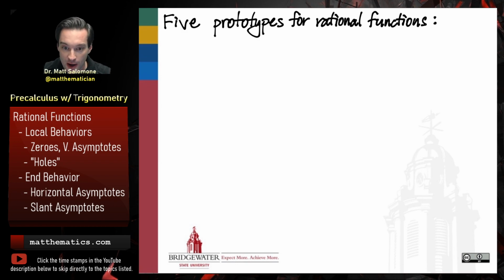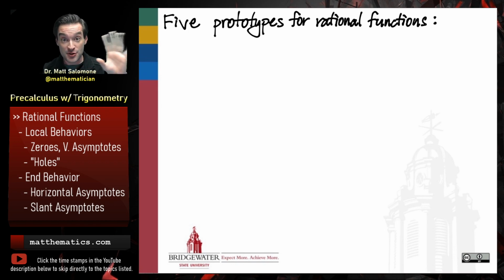just by grounding us in what I call the 5 prototypes for rational functions. If we understand what these 5 simplest kinds of rational functions look like, then it's just going to be a matter of us spotting this kind of behavior across all kinds of different rational functions as we go along. So if we understand these 5 basic examples, then we'll be able to see these 5 basic phenomena happening in other rational functions as well.